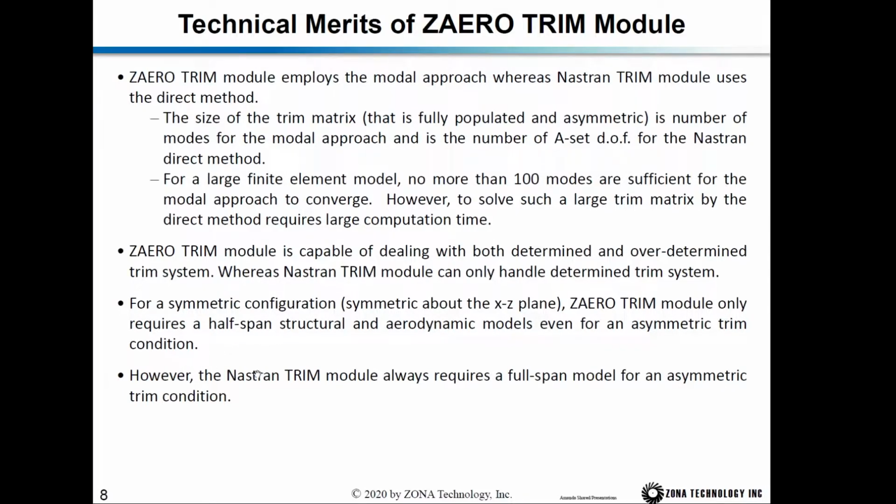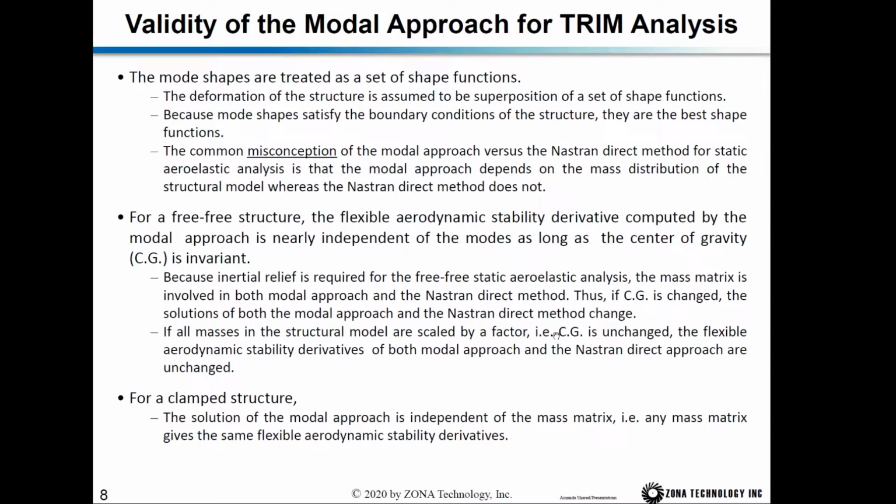However, the natural trim module always requires a full span model for asymmetric trim condition. So internally, ZAERO will decompose asymmetric trim condition into a symmetric condition and an anti-symmetric condition. Then you solve the symmetric trim variable and the anti-symmetric trim variable. At the end, you will superimpose them together to give you an asymmetric trim solution.